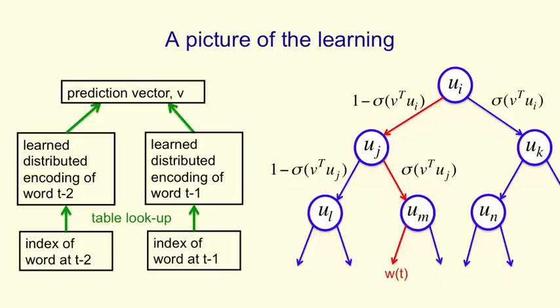So that would be nodes I, J and M in this tree. That red path shows you the path to the word that actually occurred next. And those are the only nodes we need to consider during learning. What we know is that we'd like the probability of predicting that word to be as high as possible. And so we'd like the probability of taking that path to be as high as possible. So we'd like the product of the probabilities on the individual elements of that path to be as high as possible. And that means we'd like the sum of their log probabilities to be high.